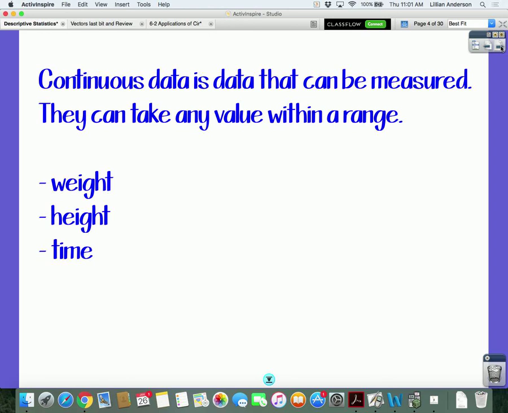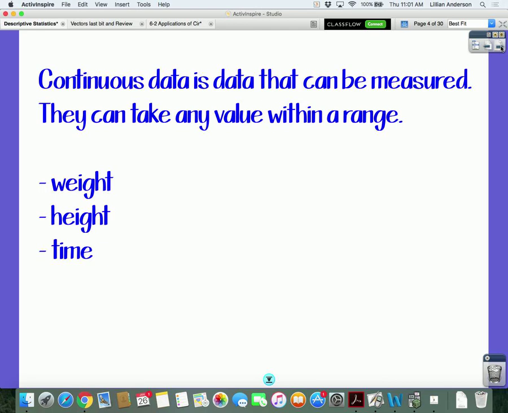Isn't shoe size and hat size something that can be measured too? But the difference between shoe size and something like time is that your shoe size is one size. You wear an 8.5 shoe. You don't wear between the 8 and the 9. The shoes have one set size. When you go and buy a shoe, it's going to say 8 or 8.5. That's something that is specifically counted.